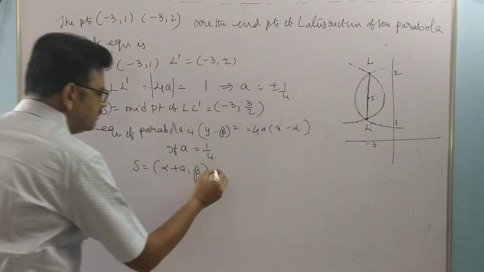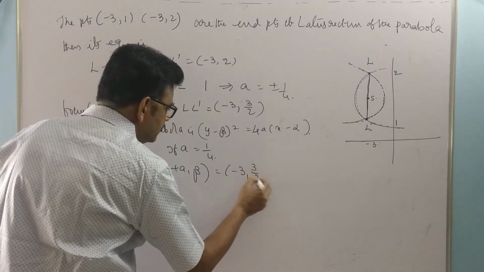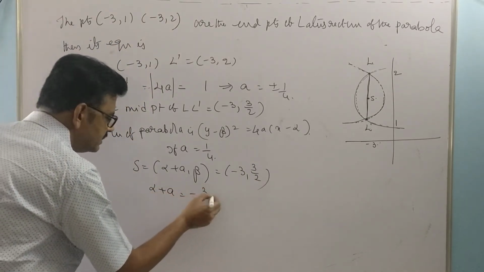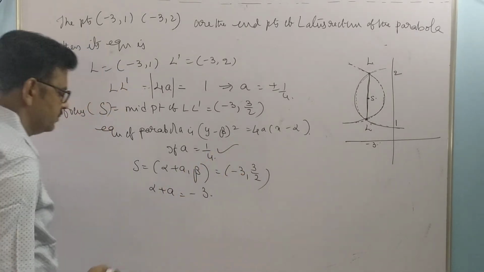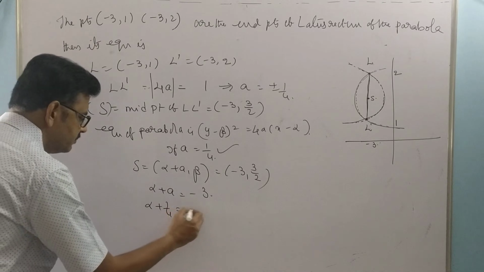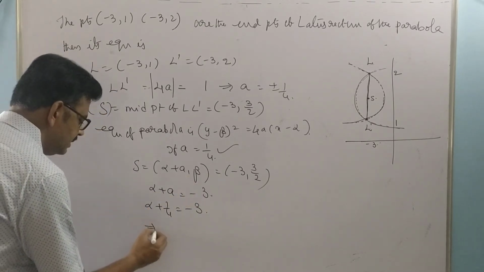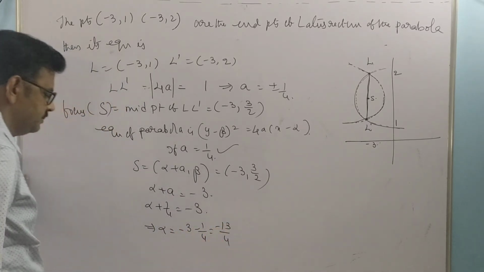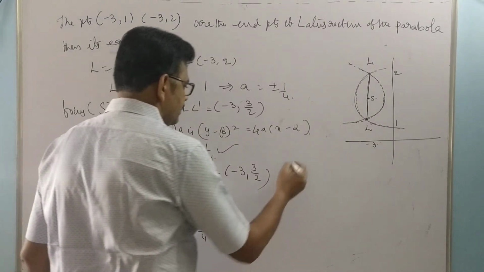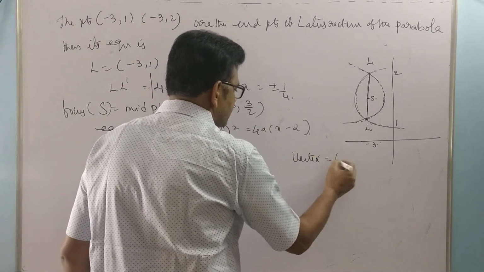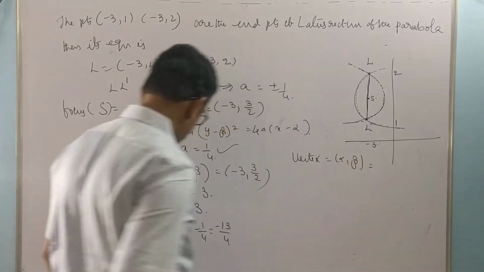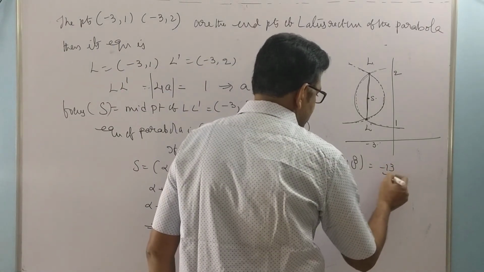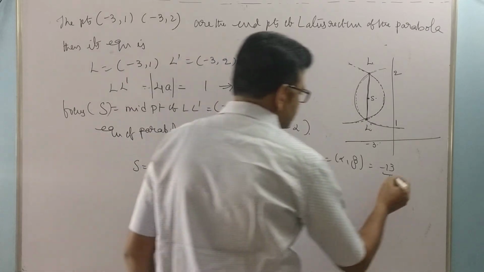Yes, that is equal to (minus 3, 3 by 2). Beta is 3 by 2. Clearly alpha plus a is equal to minus 3. If you take a equal to 1 by 4, so alpha plus 1 by 4 equals minus 3, which implies alpha equals minus 3 minus 1 by 4, that is minus 13 by 4. Therefore the vertex is (alpha, beta), where alpha is minus 13 by 4 and beta is 3 by 2.